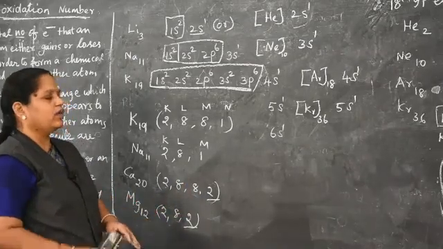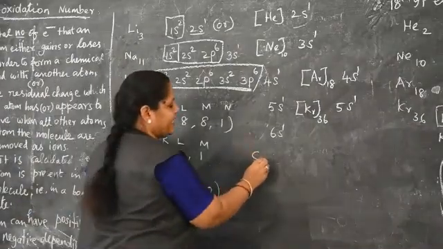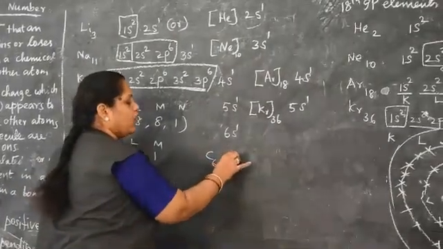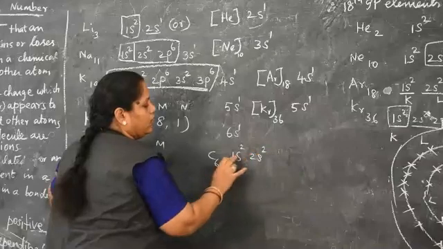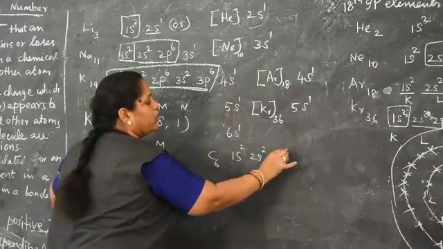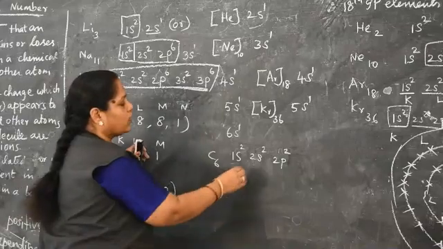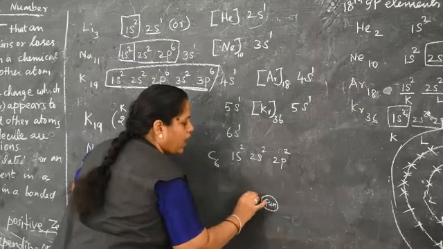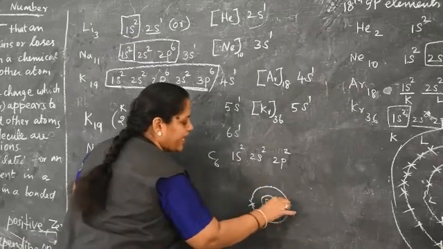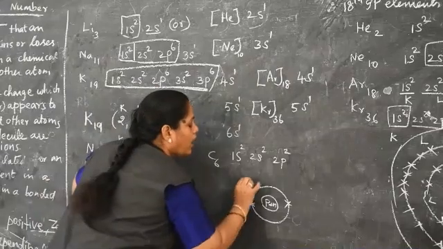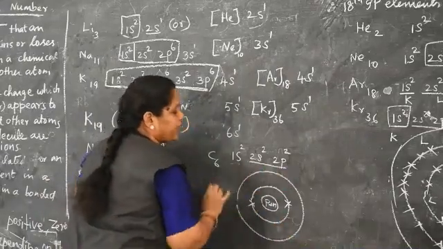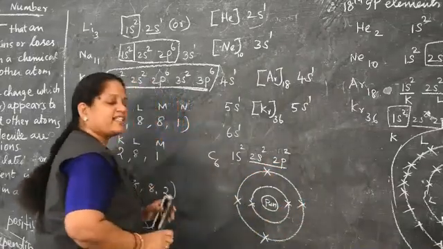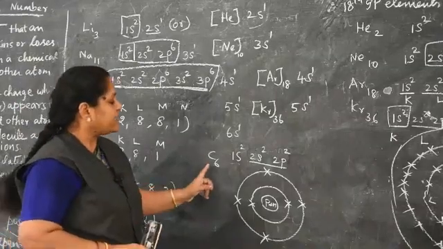Okay boys. Now carbon, atomic number 6. It is a non-metal. You write the electronic configuration 1s2, 2s2, and the remaining 2 electrons enter 2p. This is the nucleus, protons and neutrons. Around this, first cell, how many electrons are there? 2 electrons are there. Then second cell, how many electrons? 4 electrons: 1, 2, 3, 4. So what is the valency of carbon? The valency of carbon is 4.